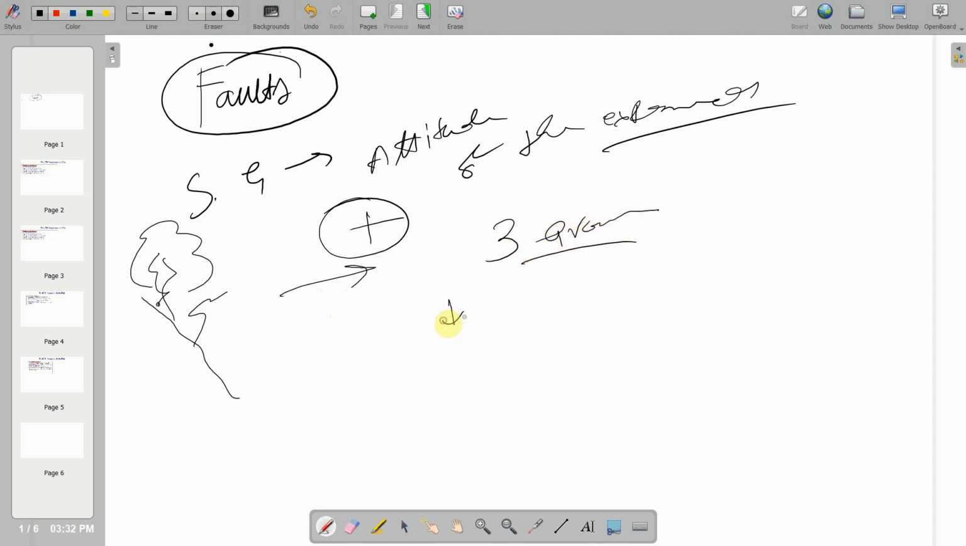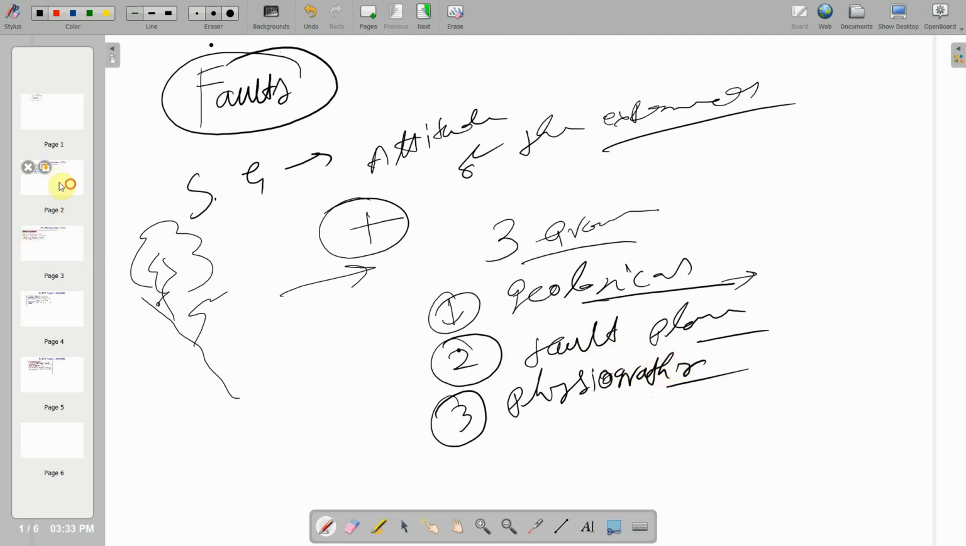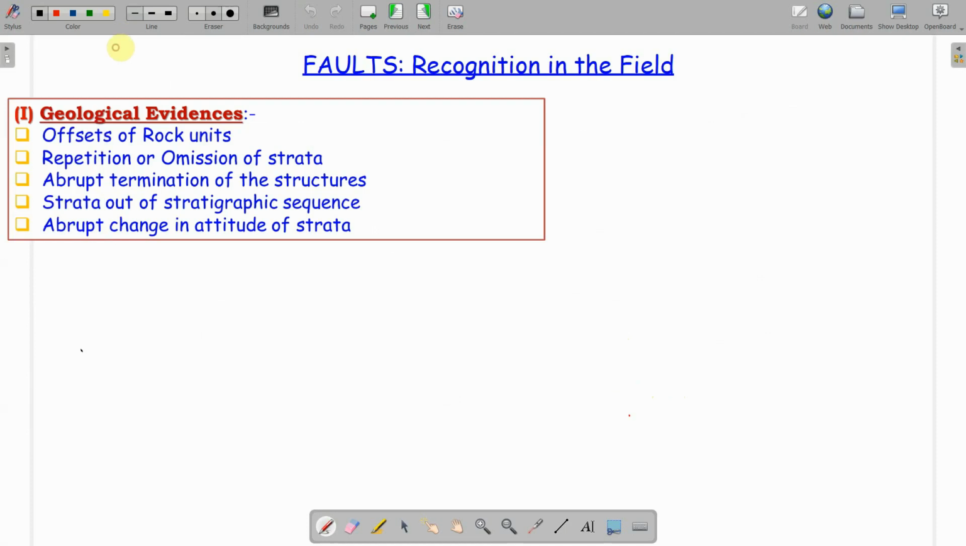What are those groups? First one is your geological evidences. Then I will discuss the fault plane evidences you can count on. And the third would be physiographical evidences. These evidences can be seen clearly from a distance, or by satellite imagery or drone shots. Now let's discuss the first one, the geological evidences.